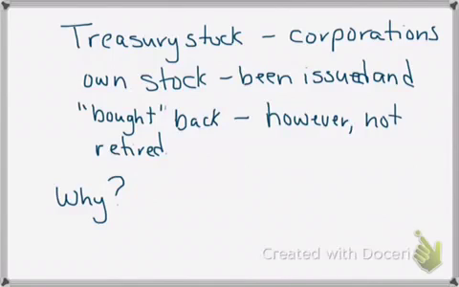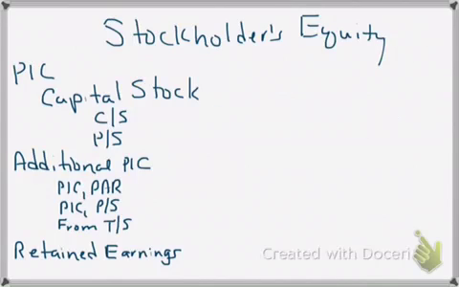Other reasons are to have additional shares available for use in the acquisition of other companies, and to reduce the number of shares outstanding and thereby increase earnings per share. Some companies actually will buy back their stock if they're scared that someone's going to try to do a hostile takeover of the company. Then they will purchase some shares back so that other people cannot purchase these shares and do a hostile takeover. So those are some of the things that we look at in this chapter.